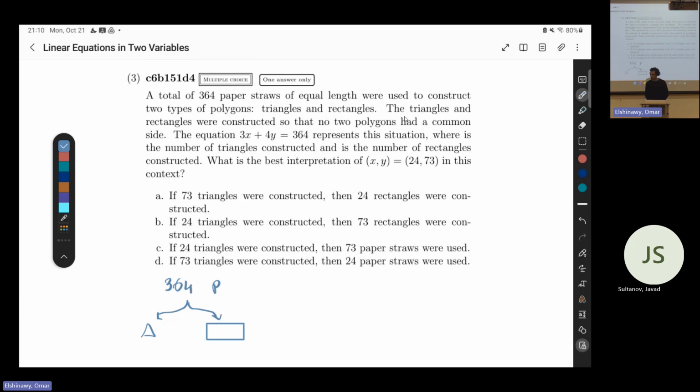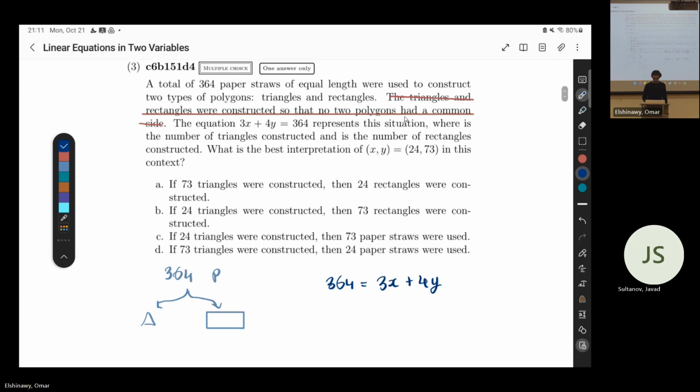So here it's just making sure that, okay, I won't say what he's making sure of, just ignore that. And maybe we'll talk about it in a moment. Now, if this is the equation, 364 equal to 3x plus 4y, then probably one of them is triangles and the other one is rectangles, right?